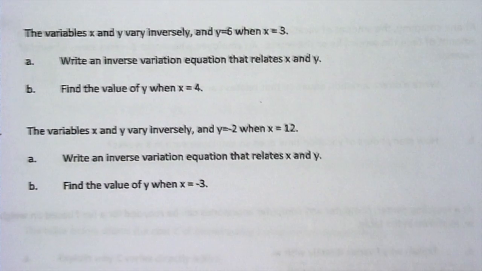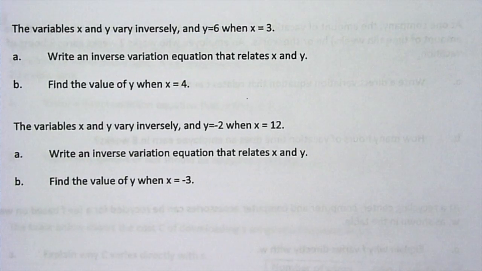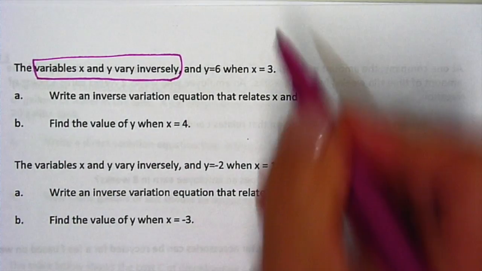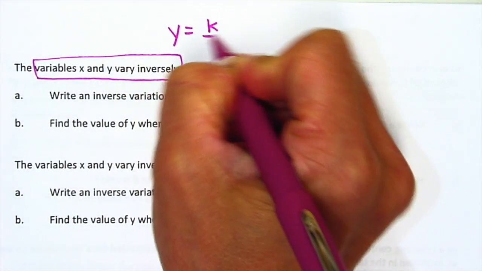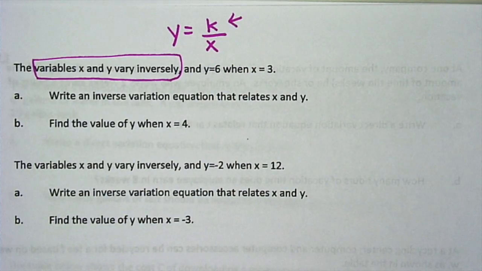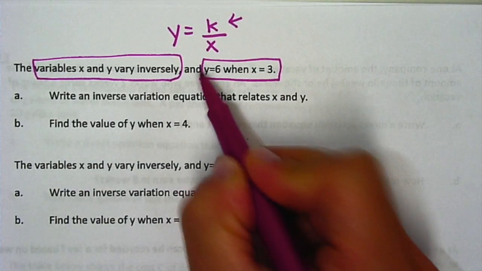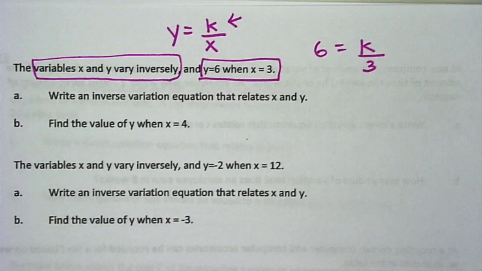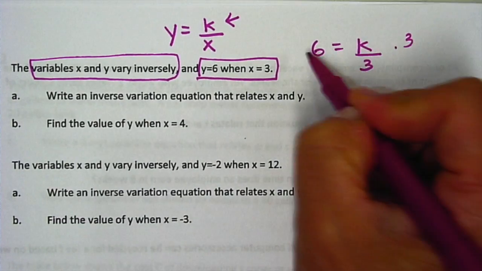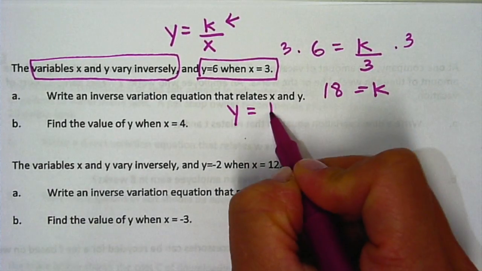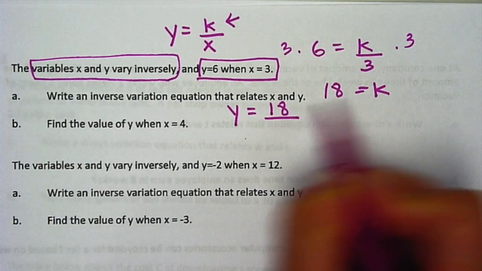Next, I want to be able to find that k value and come up with some other points on the graph. So anytime you see these words, variables x and y vary inversely, you want to be thinking this, y equals k over x. And what we're trying to figure out is what that k is when I write my general equation. So I tell you that y is 6 and x is 3. So I'm going to plug in 6 for y and 3 for x. And how do I solve for k? Multiply both sides by 3. So k ends up being 18. So part A is just the general equation, which is y equals 18 over x, with 18 as my k.